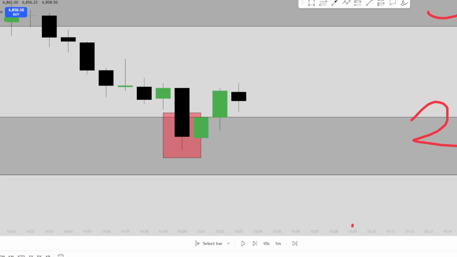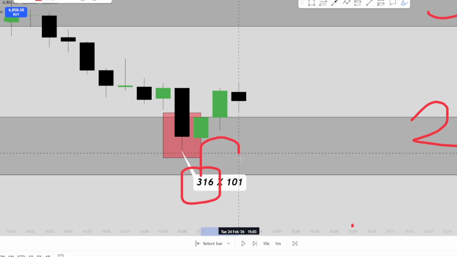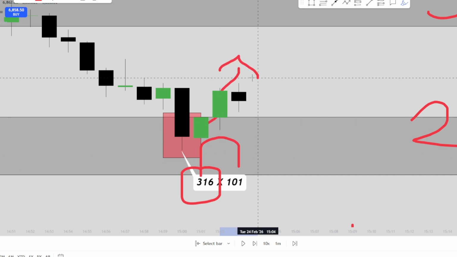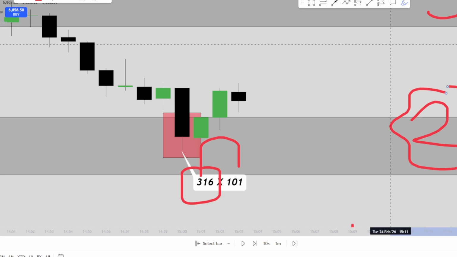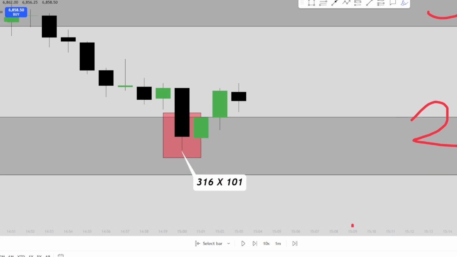So what's really going on? If we break down one of the rows, we saw 316 for 101. What does that mean? What this means is that there are a lot more aggressive sellers than aggressive buyers, but we broke above the zone. So what does that tell you about this zone? Key level 2: is this a demand zone or a supply zone? That's what you want to ask yourself.